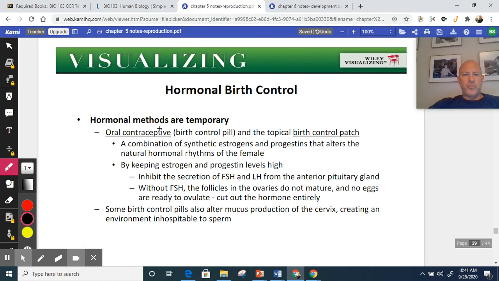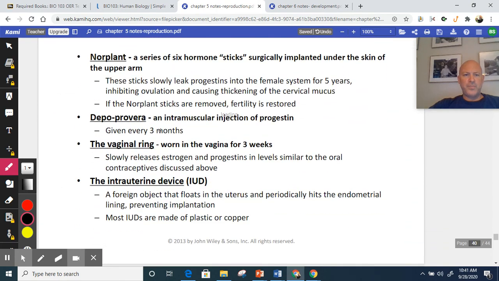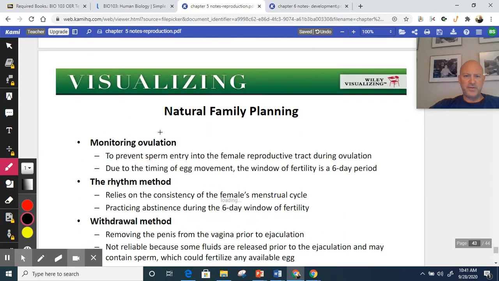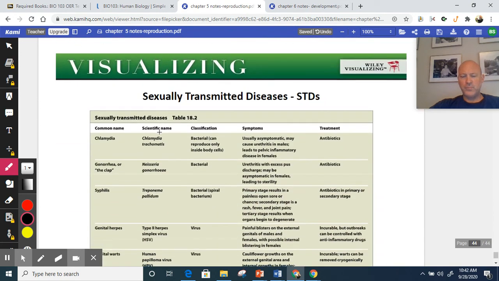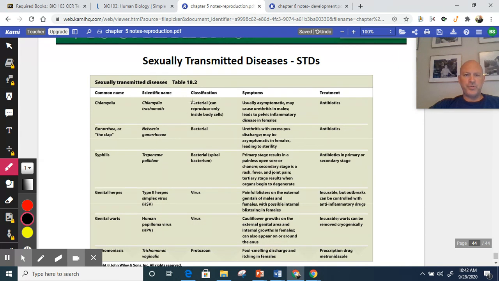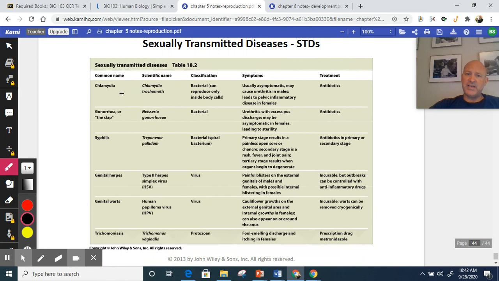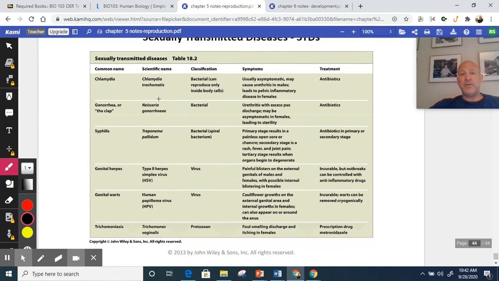All right, and then we have hormonal methods. I'm not going to read all of these. You can use the book and the notes to read about the different types of birth control, as well as the different types of STDs we see. I put a table in here that tells you the name of the STD, the scientific name, the common name, and then how they're classified, and usually they're classified on the type of pathogen that is causing them.